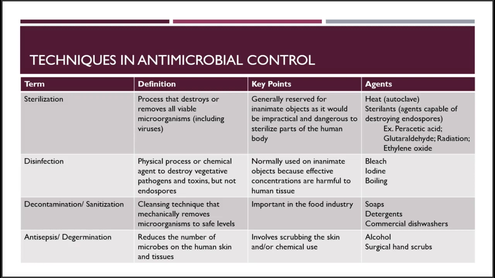Disinfection is a physical process or a chemical agent that is used to destroy vegetative pathogens and toxins, but is not effective against endospores. So it's a step down from sterilization. Again, it's normally used on inanimate objects because concentrations of a disinfectant that are effective are typically harmful to human tissue. So things like bleach, iodine, boiling, those are methods and agents of disinfection, and not really wise to use on live tissue.